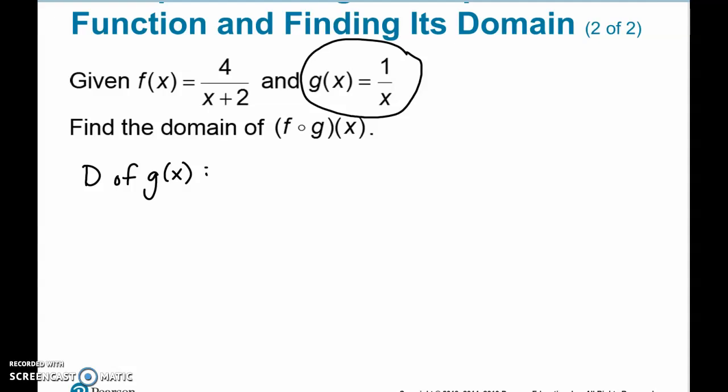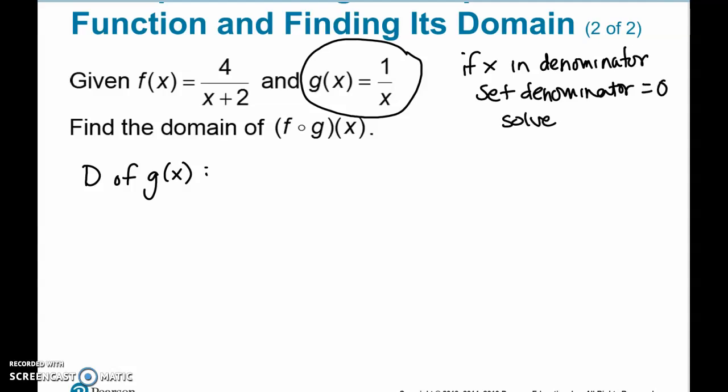All right, now that you've unpaused the video, did you come up with all real numbers except 0? There's an x in the denominator. So since there's an x in the denominator, you always set the denominator equal to 0 and solve for x. So the denominator here is simply x. Set the denominator to 0.